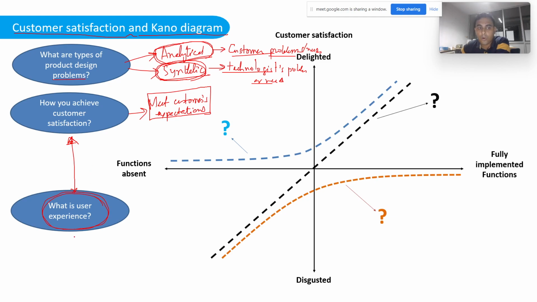Okay, so what is user experience? You may have heard about this term, UX design. These days these are some of the emerging fields of design, user experience design or UX design. So do you know what is user experience? Just speak up, Kartik. Yes, sir. Okay, so do you know what is user experience design?